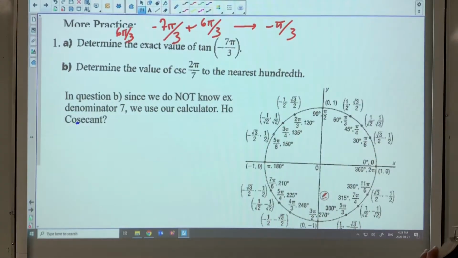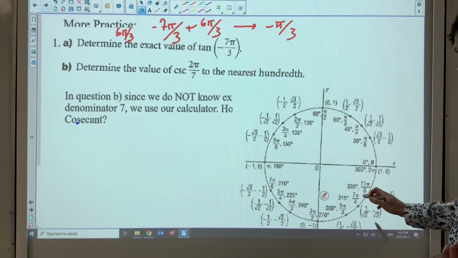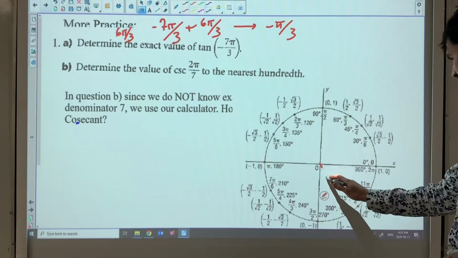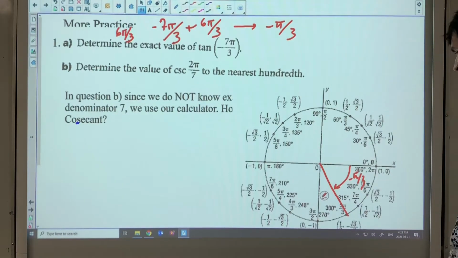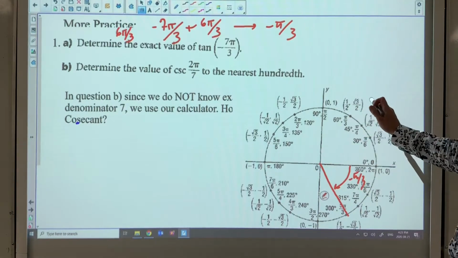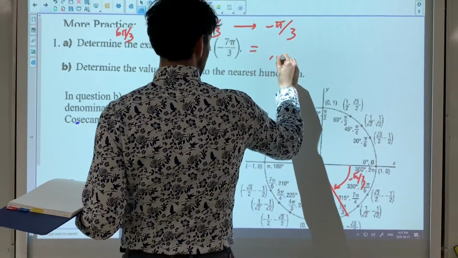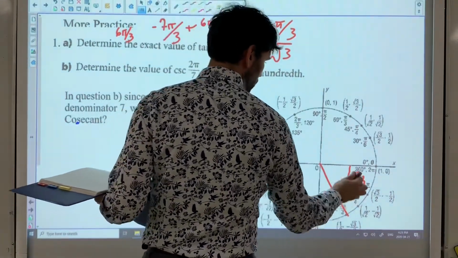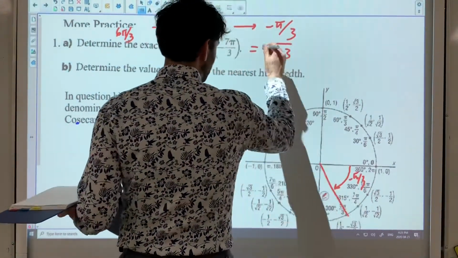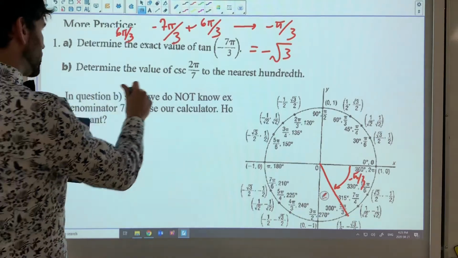Negative pi over 3 I can do. It's simply the mirror image of this one, but down here. You go negative pi over 3 units. And we memorize that for tangent, for pi over 3, it is the square root of 3. You just need to figure out the sign. Now in quadrant 4, x is positive, y is negative, so overall that will be negative. Boom! Now, these ones are particularly hard.